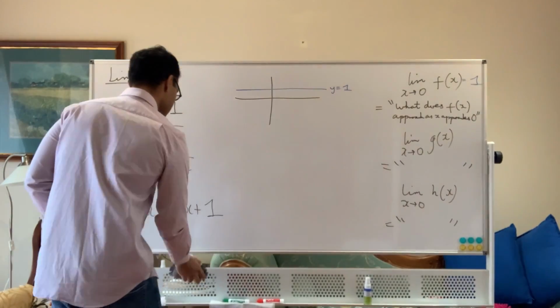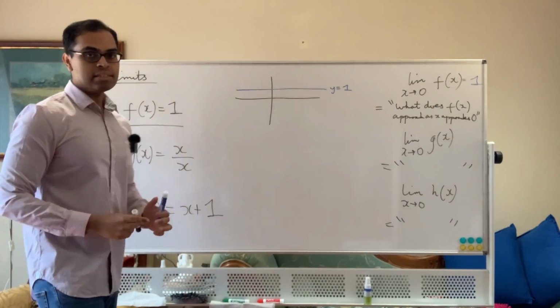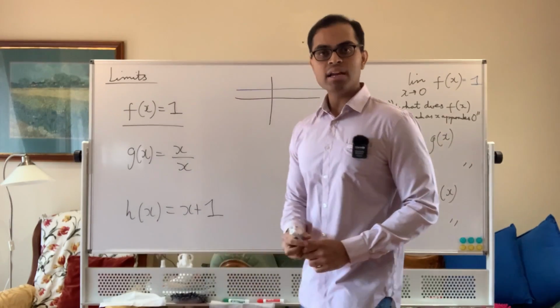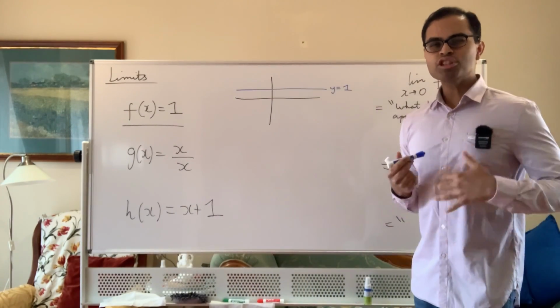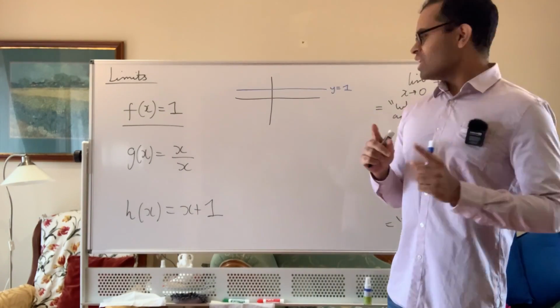But what we can do is, we can still find the limit, and this is kind of the point of limits: when you can't evaluate the function at a point, what should it be somehow? Okay, so let's think about g.